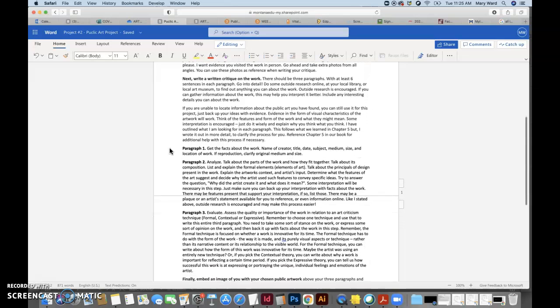And then also I would suggest that you go ahead and take extra pictures of the piece of art, some details and different angles, just to use these as references while you're writing your critique. Those will be more for you and not for me. I just want the one picture of you kind of proving that you were there in person at the piece of public art that you're doing your project on.